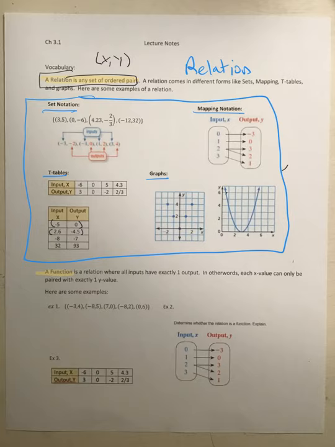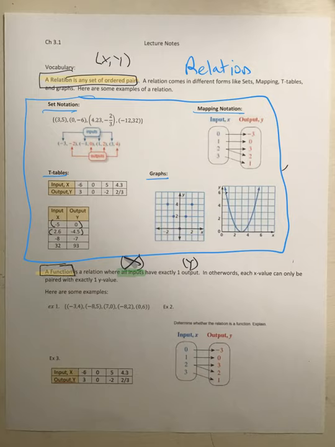So let's see, what is a function? To be a function, all of the inputs, which are your x values, have to have exactly one output, and your outputs are your y values. So your inputs are your x values and your outputs are your y values. In other words, each x value can only be paired with exactly one y value. If that happens, then you can say it's a function.